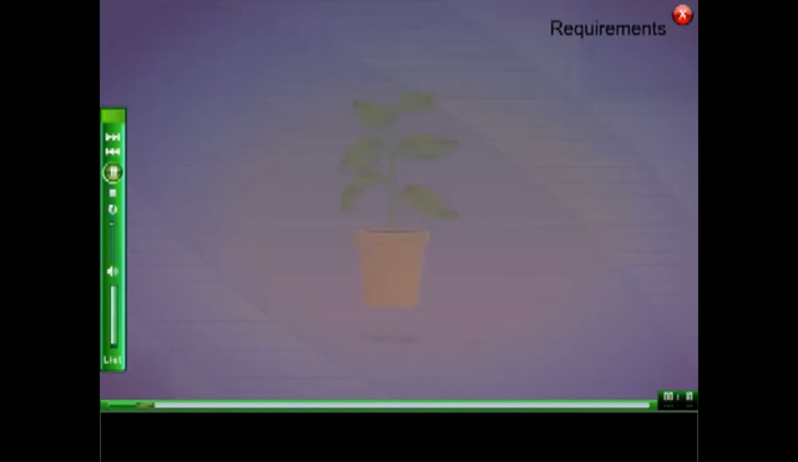Requirements: a potted plant, petri dish, boiling tube, alcohol 70%, iodine solution, Bunsen burner, forceps, beaker, water, dropper, and black paper.